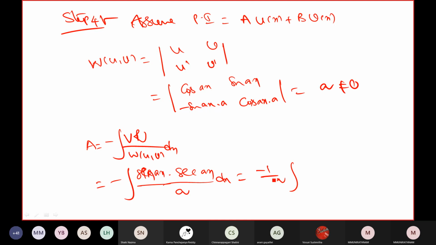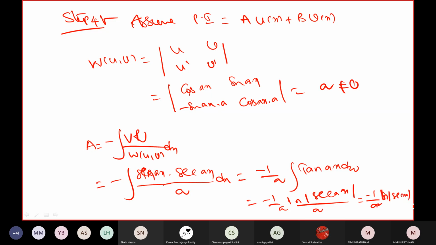Secant into sine is tan x. The integral of tan is ln mod secant x. You can also write it as plus cos if you like. Okay, keep it the same, no problem. So A is minus 1 by a square ln mod secant ax. Minus 1 by a square ln mod secant ax. That is my A. Did you write it?